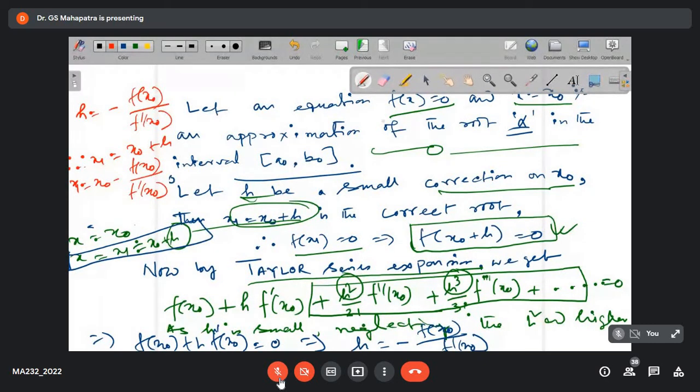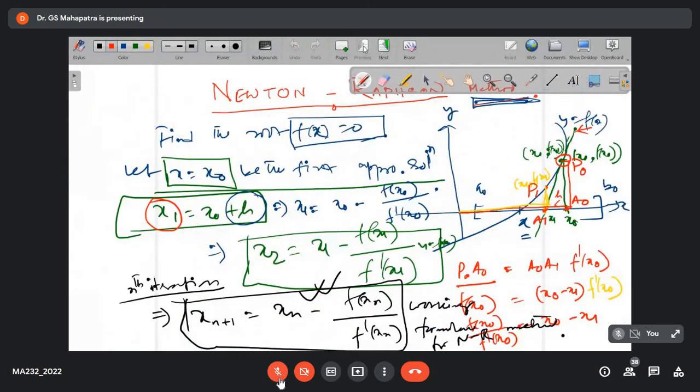I will go to the previous one, the geometric concept, the graphical concept. What is x1?